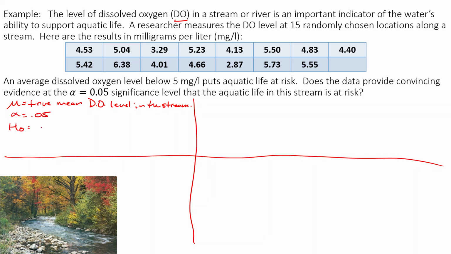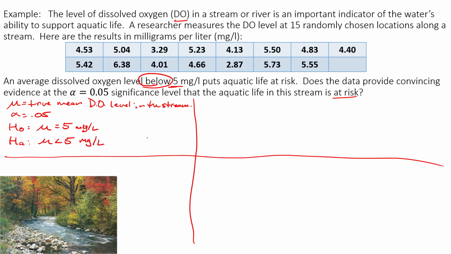Our null hypothesis is that the mean, so we're asking specifically about 5, is 5. So that means our alternative, and we want to know, is it below 5? We want to know, is it at risk? And at risk is below 5. 5 or more is okay. And this is in milligrams per liter.